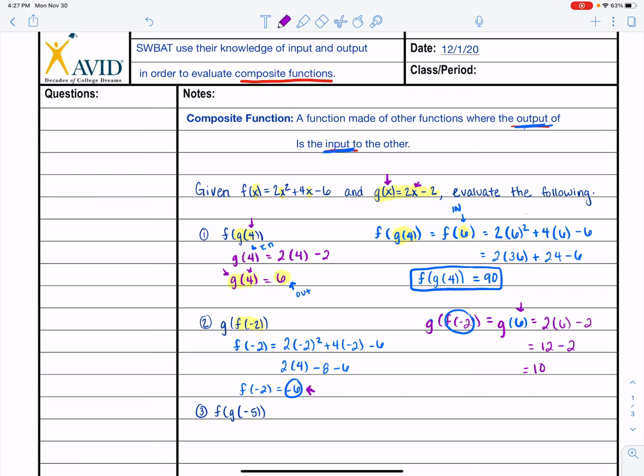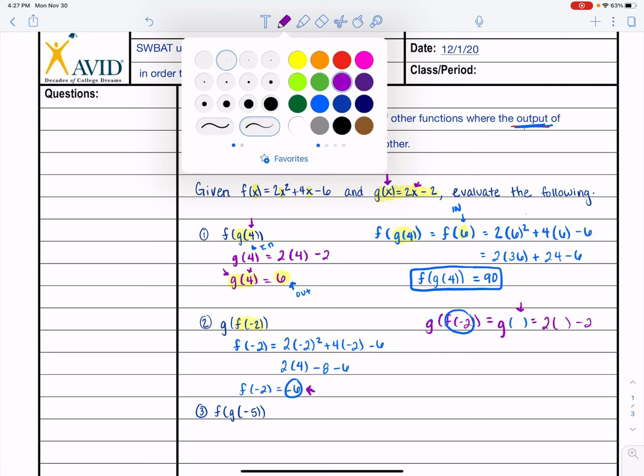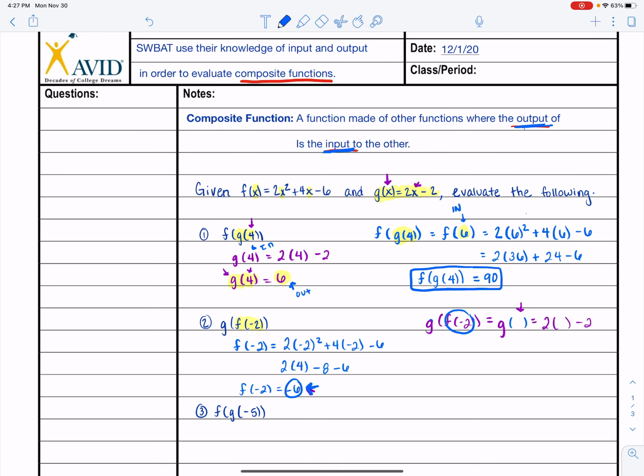Oh, sorry, that's wrong. It's not a 6, it's a negative 6. I wrote that wrong. Because our output here that I circled was negative 6. So we need negative 6 as the input. Okay, my bad. So 2 times negative 6 is negative 12 minus 2, and negative 12 minus 2 is negative 14. So g of negative 6 is negative 14, which means that the whole thing, g of f of negative 2, gives us negative 14.